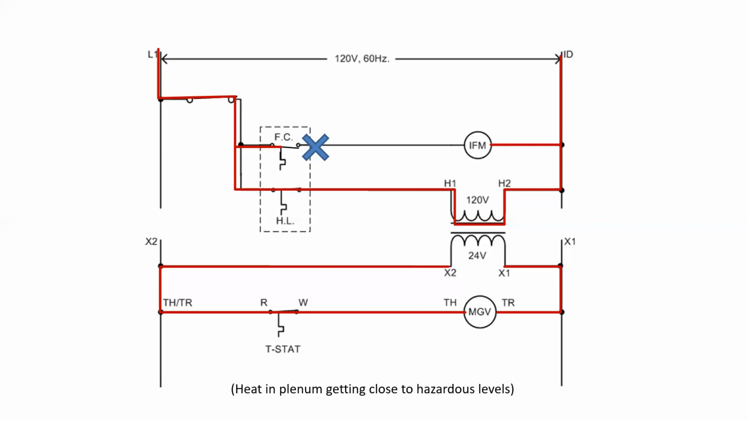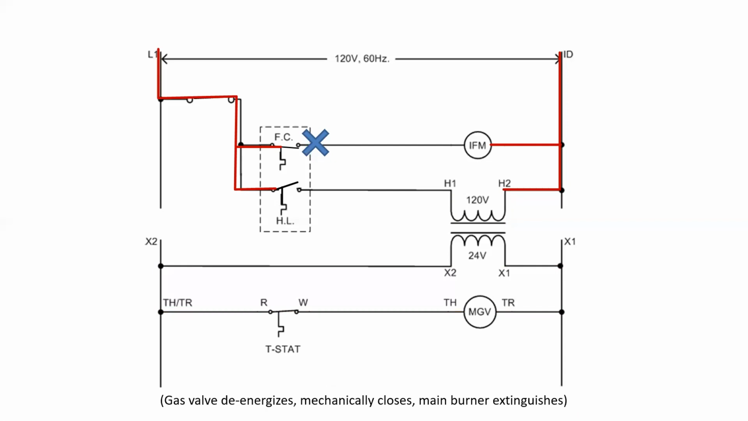In this situation, the high limit should open once we reach that predetermined high level temperature. And in opening, it should de-energize the transformer, which de-energizes the 24-volt section of the schematic, which in turn de-energizes the main gas valve. Once the main gas valve de-energizes, it closes and the flame is extinguished.